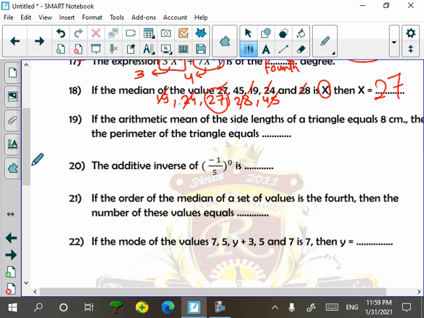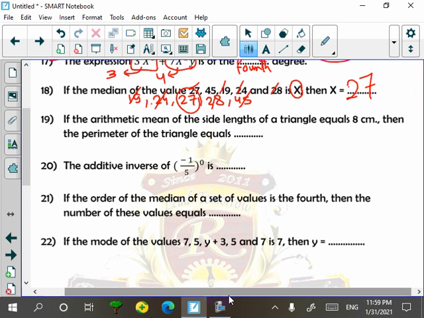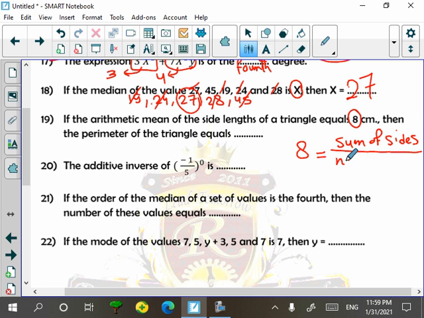Number 19, if the arithmetic mean of the side lengths of a triangle equal 8 centimeter, the perimeter of the triangle equal, okay, try to solve it. If the arithmetic mean of the side lengths of a triangle equal 8, okay, then the arithmetic mean equal 8, equal sum of sides divided by number of sides.